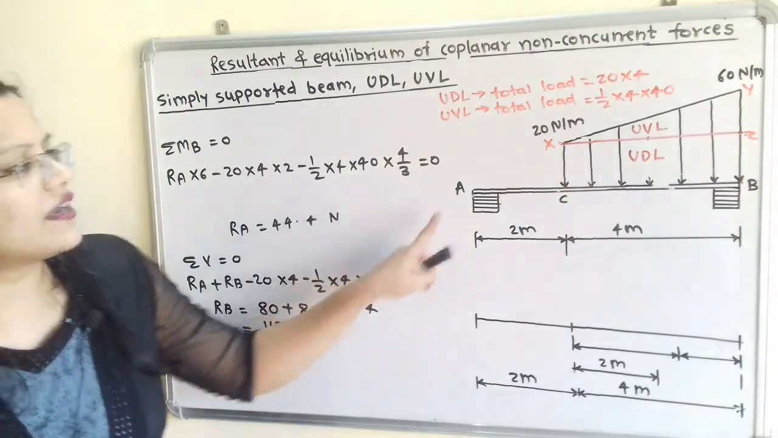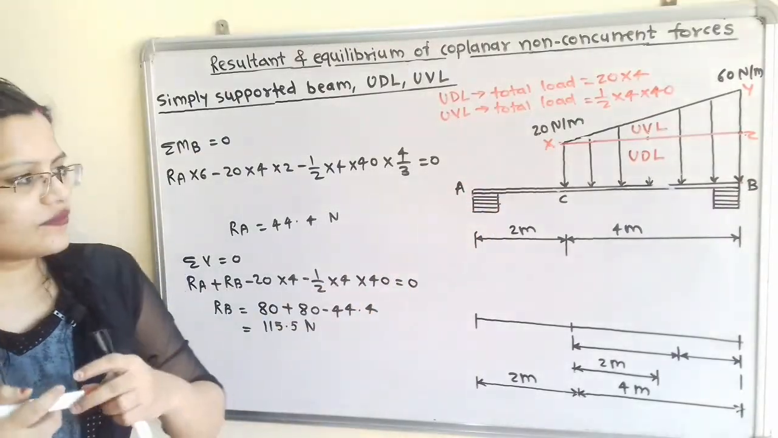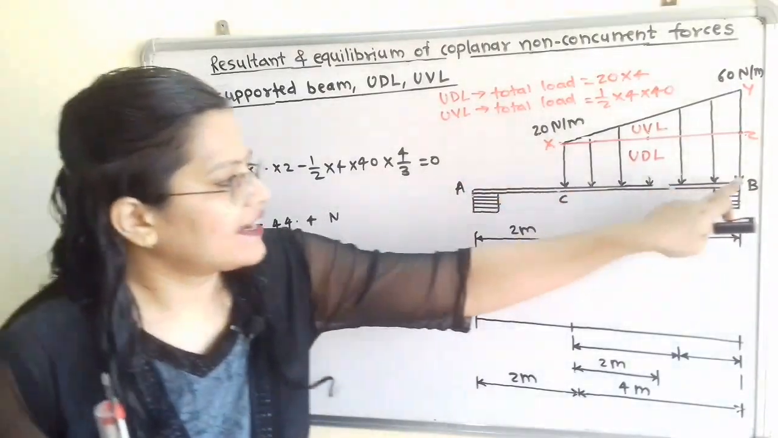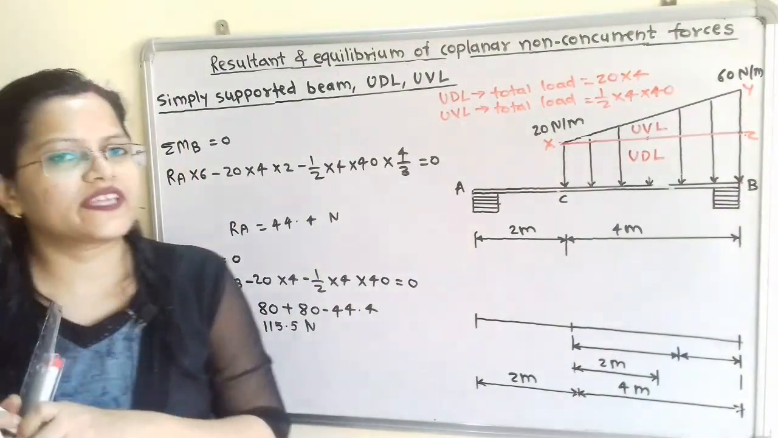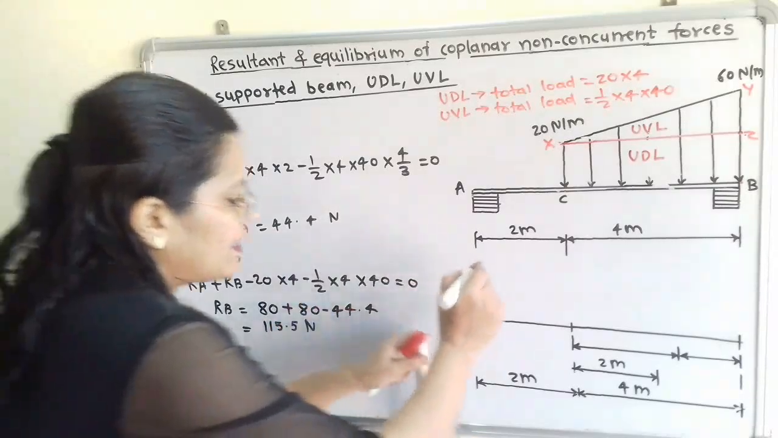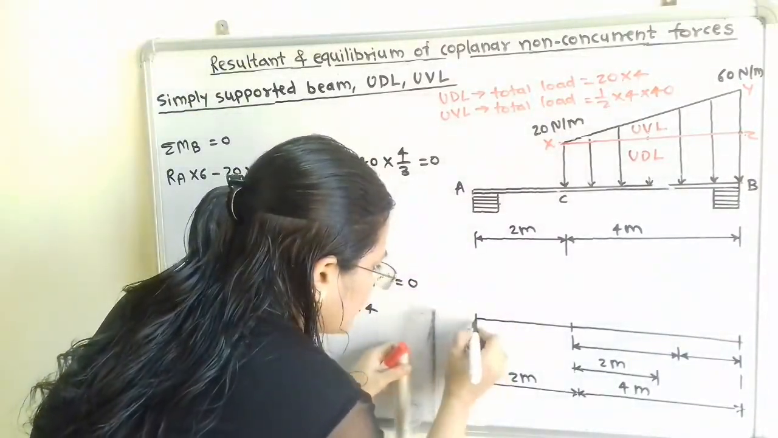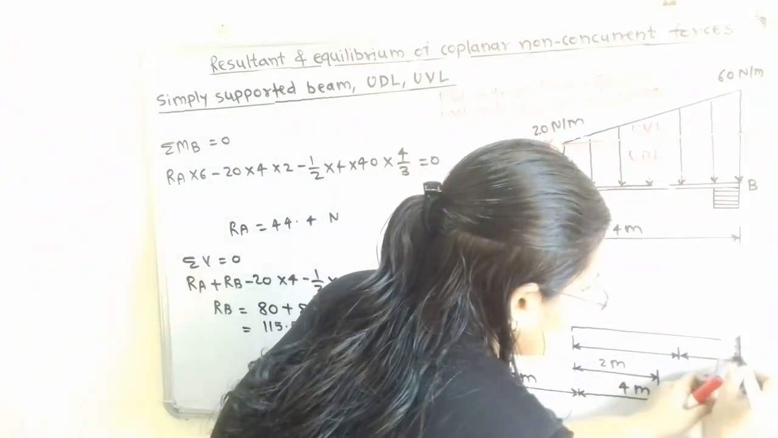Now we will draw here the free body diagram for this system. At end A and at end B, both ends are simply supported, so reactions developed will be in the upward direction. We will say that this reaction at end A will be RA, and here this reaction is RB.